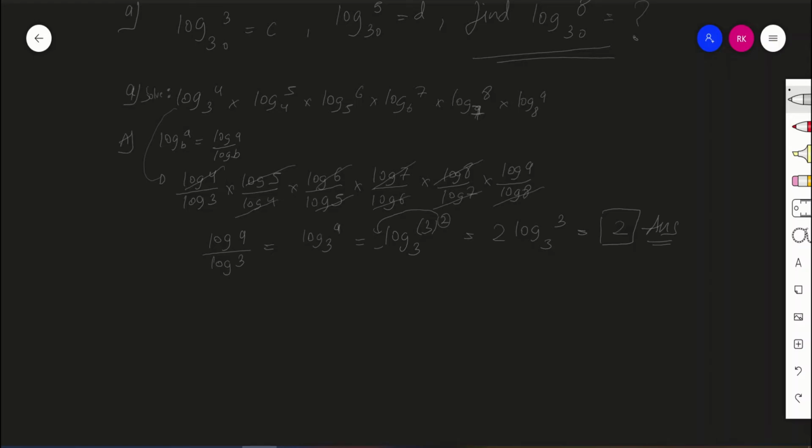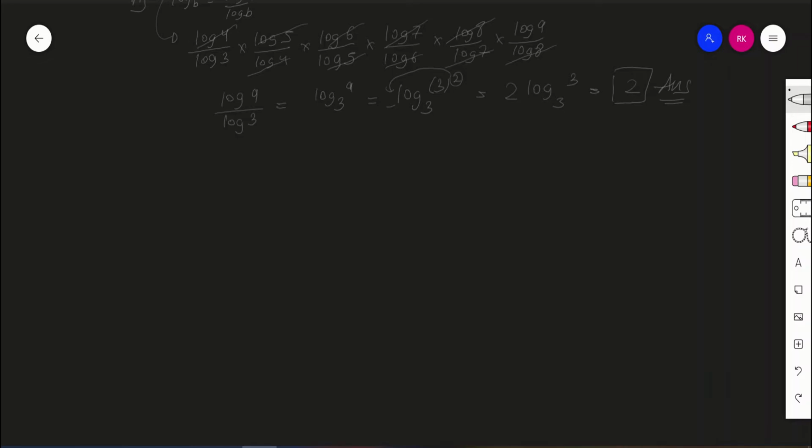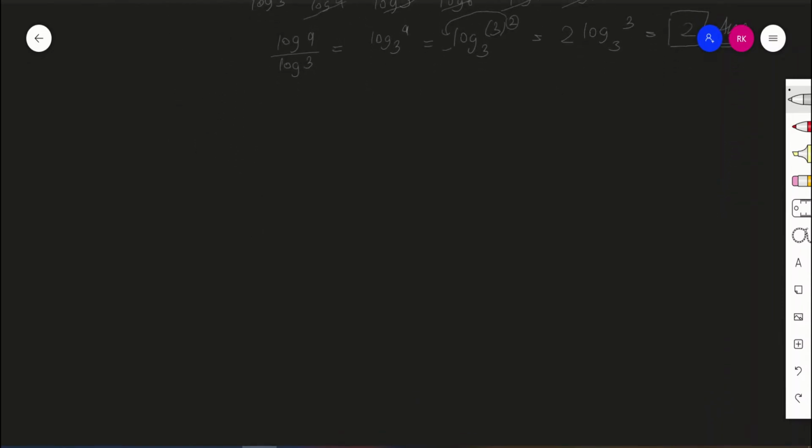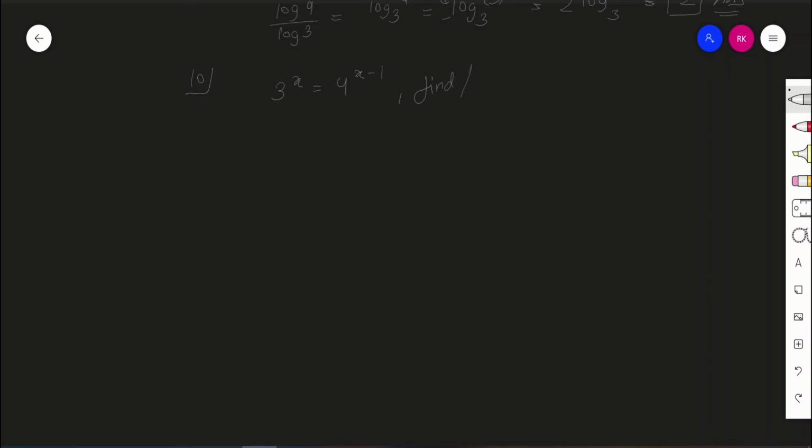Okay guys, our last two questions, the last second one, question number 10. These two are good level questions. So 3 raised to the power x is equal to 4 raised to the power x raised to the power x minus 1. Then find slash solve for x.